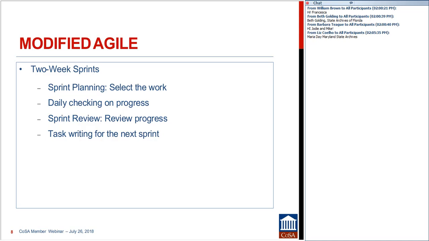And what that means is that we work in 2-week sprints. That means that we have 1 meeting every other week, actually 2 meetings every other week. At the beginning of the sprint, we have a meeting where we sit down together as a team and select the work that is going to happen over the next 2 weeks.